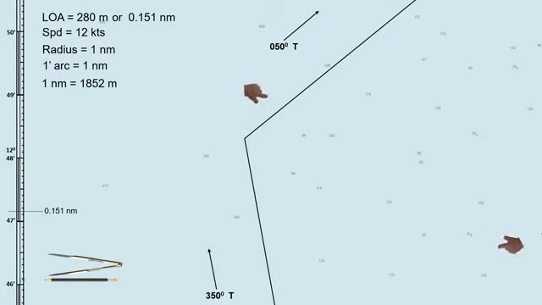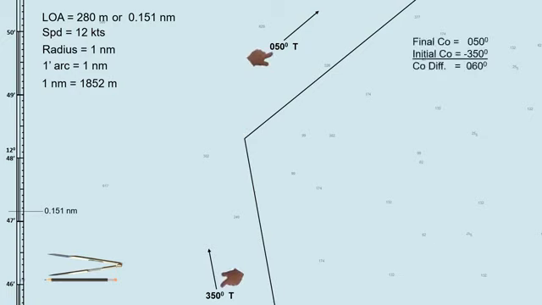First, we need to find the difference between the initial and final course. The final course is 050 degrees, minus the initial course which is 350 degrees; the course difference is 060 degrees. Before you can subtract these two, add 360 degrees to 050 degrees. So we have now 410 minus 350, the difference is 060.